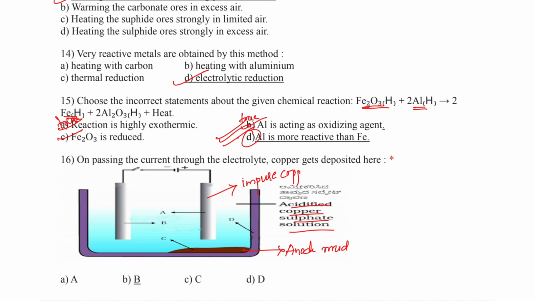Impurities are deposited below the electrolyte where we take impure copper for purification. This is impure copper. Here this electrode is pure copper metal. Now this electrode is acting as cathode. Pure copper metal where we have taken, that is acting as cathode, and impure one is acting as anode. Now A is nothing but the impure copper electrode, that is anode. Pure metal is deposited at B. The correct answer is B.